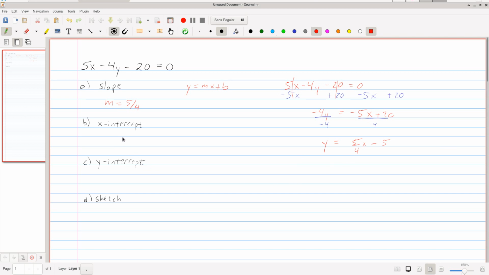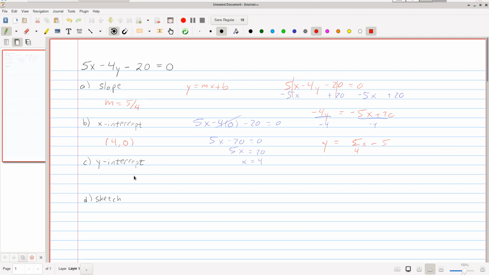To get the x-intercept, we're going to set y equal to 0. So I'm going to take the original equation, 5x minus 4y minus 20 equals 0, but I want to replace y with 0. So now we're left over with 5x minus 20 equals 0. If we add 20 to both sides, we get 5x equals 20. And if we divide out, we get x equals 4. So we got x equals 4 by setting y equal to 0.